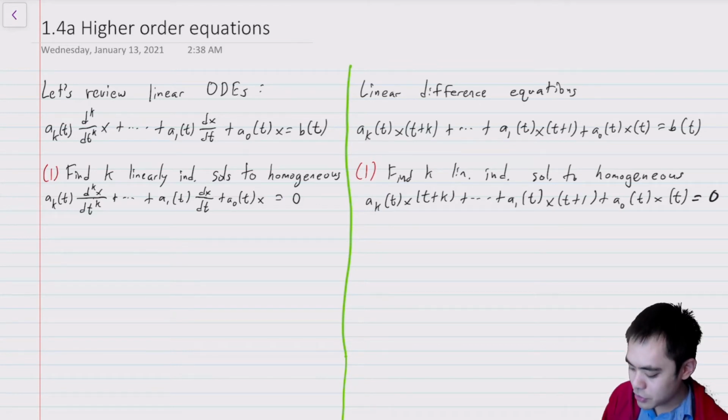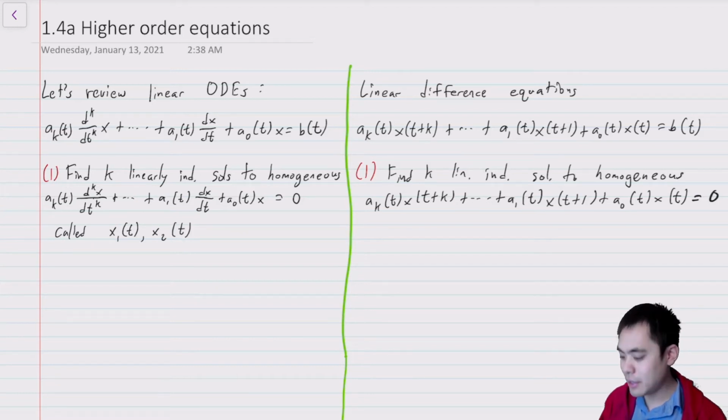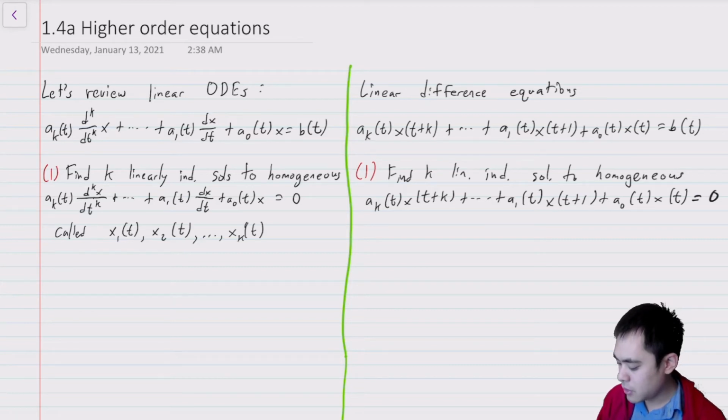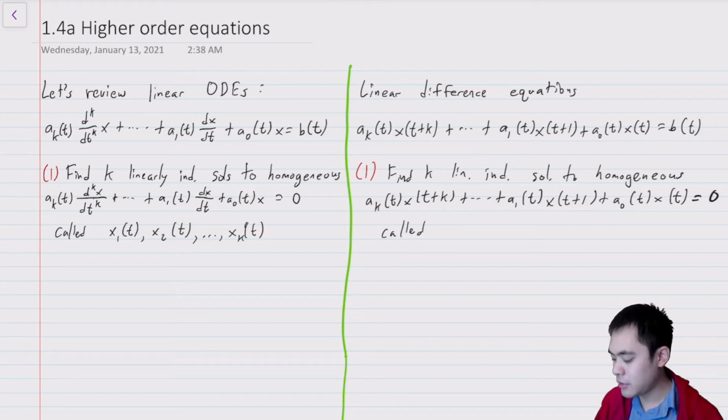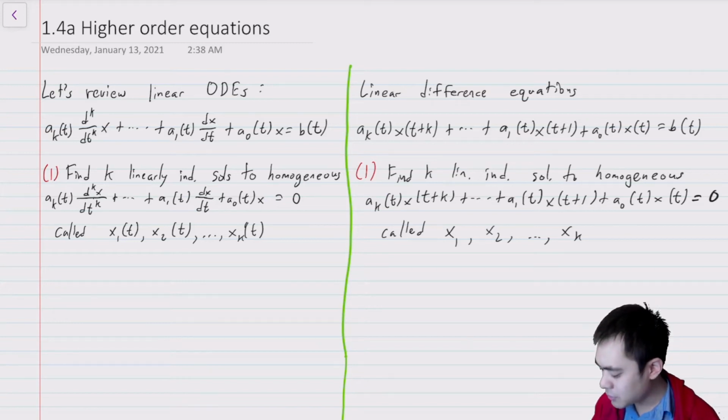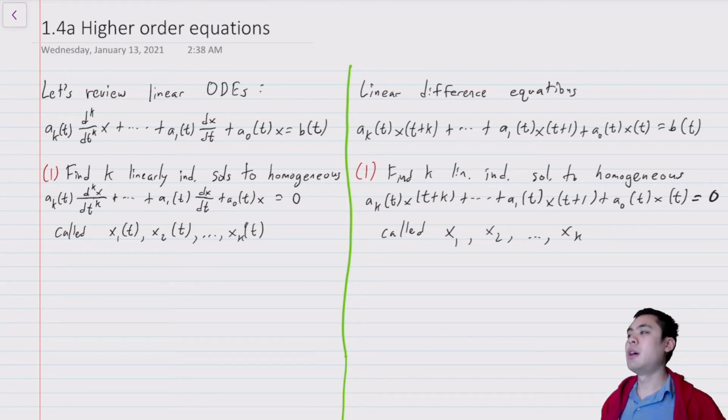And we're going to call these solutions, and I'm going to use the same notation for them, say x_1 of t, x_2 of t, and of course you can also write this without the t. It's understood that this has a dependence on t. And so let's do that here on the right-hand side, called x_1, x_2, all the way through x_k, where the subscript here is an index over the different linearly independent solutions, rather than, as it was in the previous lecture, the t variable itself. So these have a dependence on t, but the index isn't actually t.